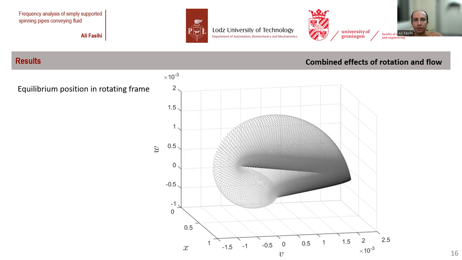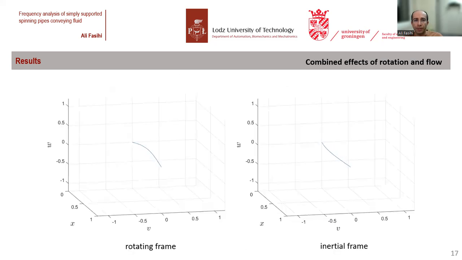Finally, it is important to understand that non-zero equilibrium positions are the points that are stationary only in the rotating frame. This means that when the system stops rotating in the rotating frame, it has the rotational speed of omega in the inertial frame.